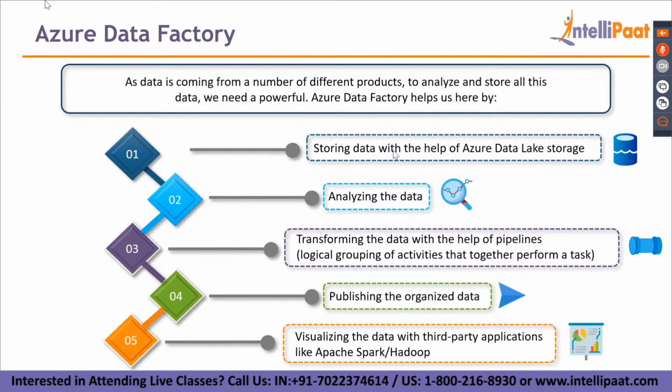We can analyze the data. We can transform the data with the help of pipelines. A pipeline is a component in Data Factory which groups the related activities to perform a task. We'll see that in detail. Publishing the organized data. Visualize the data with third-party applications like Spark or Hadoop. So Data Factory has support for Spark baked in as an out-of-the-box solution.